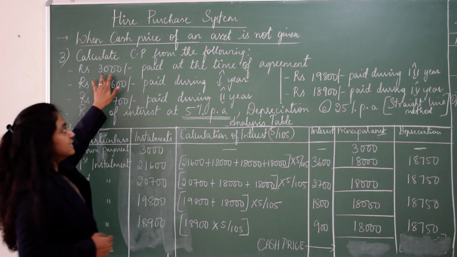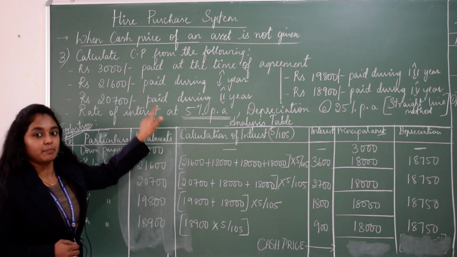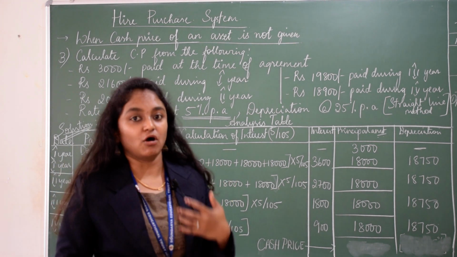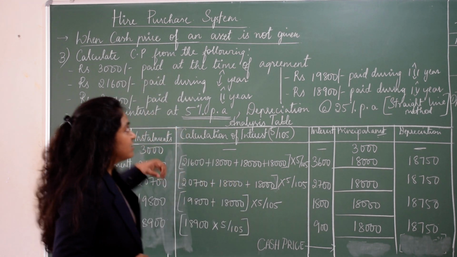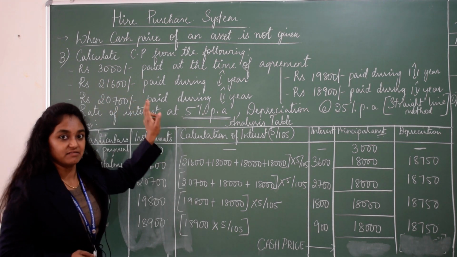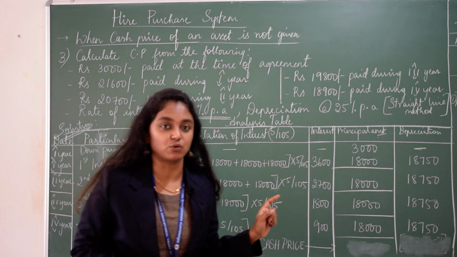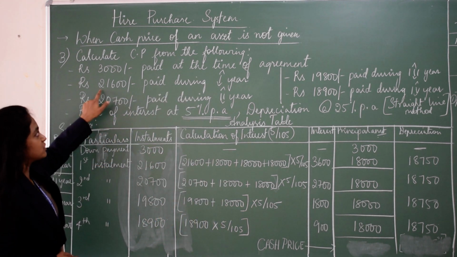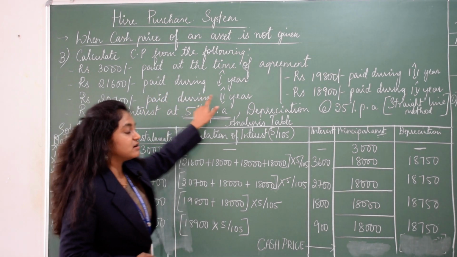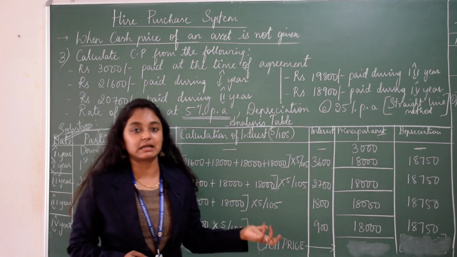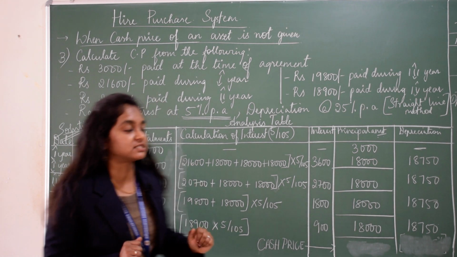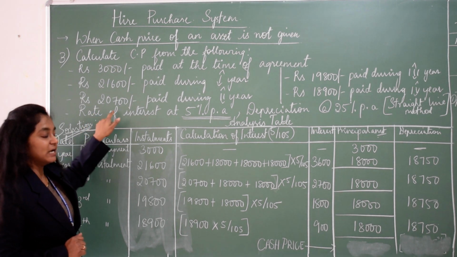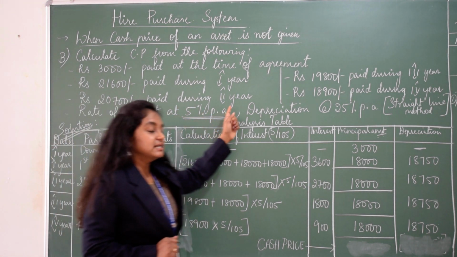So, here the first detail that they have given is rupees 3000 paid at the time of agreement. So, during the agreement of this hire purchase, 3000 is being received. So, this is the down payment amount at the time of agreement. Moving on to the next statement, that is rupees 21,600 is being paid during the first year. So, it is very clearly mentioned the first year installment is paid in the value of 21,600. Moving on to the next statement, 20,700 is being paid during the second year.